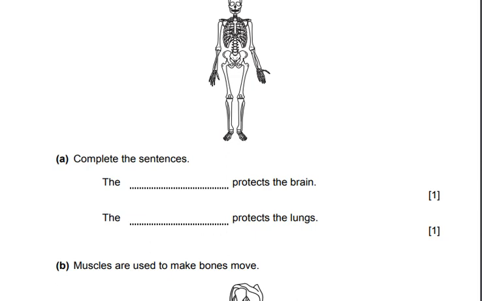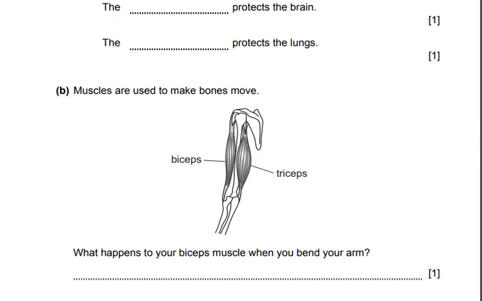So here for 2, we can write down 2 answers. We can write down ribs, or we can write down rib cage. Okay. So one of them is possible. Yeah, you can write down only one of them. The rib cage protects the lungs. B. Muscles are used to make bones move.